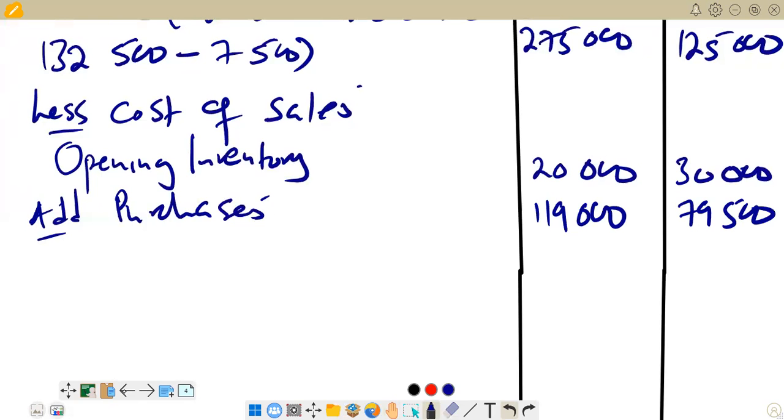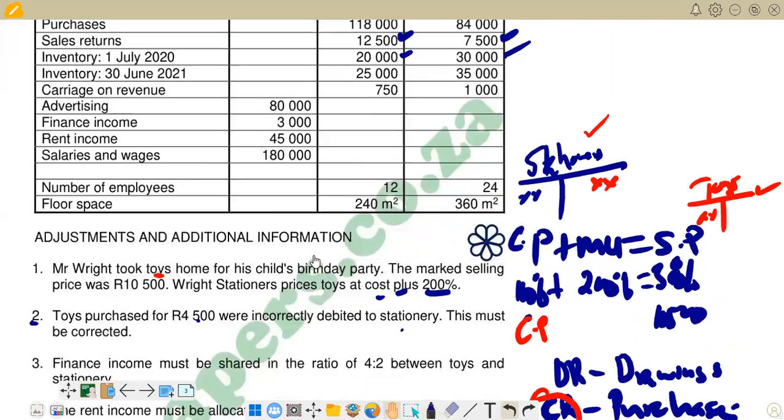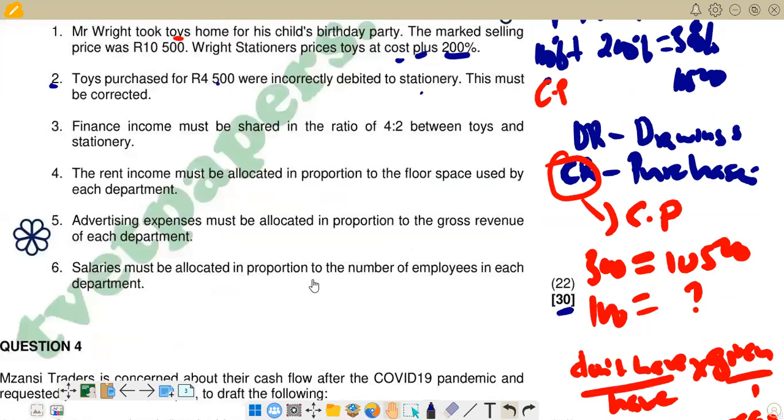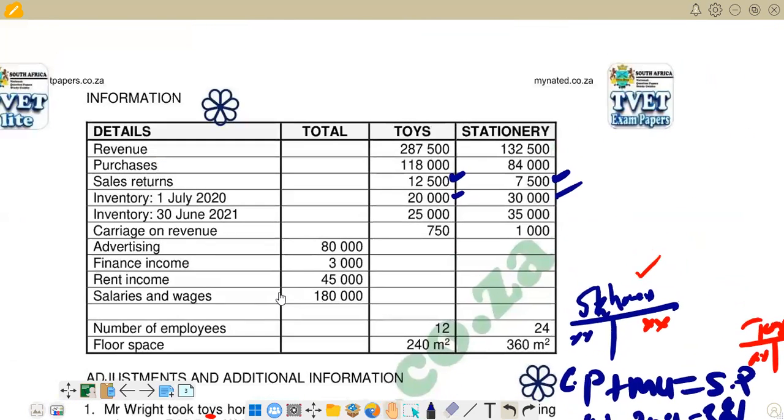So we now check if we have some purchase returns or some carriages also. Remember, carriages, we add them there to find the figure for cost of sales. So you see that we've got carriage on the revenue. Carriage on the revenue, we don't include it in calculation of cost of sales, but we put it under less operating expenses. So we are not going to put it there. We check for other figures, carriages. So if you don't find it there, you go to additional information to see if you've got some carriages or purchase returns. But see that there's nothing like that. So obviously now we are going to our closing inventory. Closing inventory is on 30 June 2021. We've got 25,000 for toys, 31,000 for stationery.